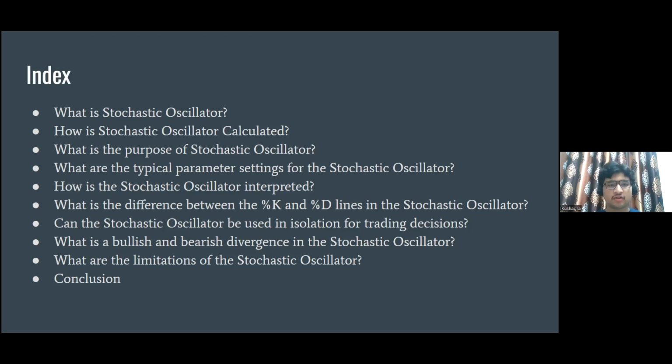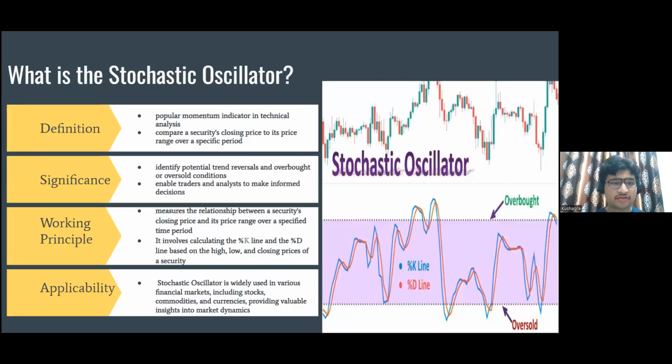Okay. So now coming on to the first slide, what is the stochastic oscillator? So stochastic oscillator, in layman's terms, is a momentum indicator in the technical analysis of financial markets. So what is a momentum indicator? A momentum indicator basically analyzes the strength and the direction of the price in a particular financial market like stocks or commodities.